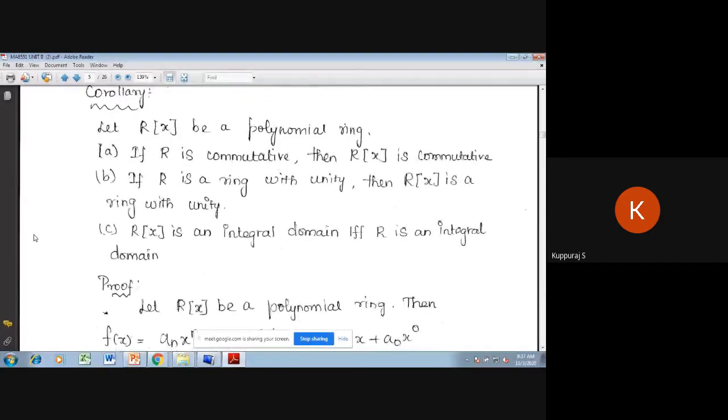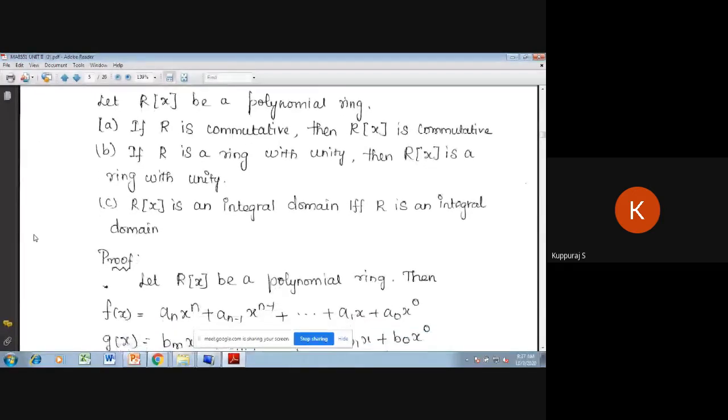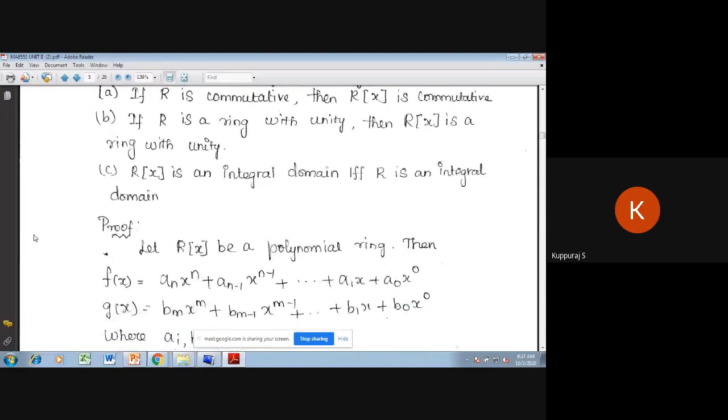In the statement, they have given R of x is a polynomial ring. Then we can assume the polynomials f of x and g of x. So f of x will be a n x to the power n plus a n minus 1 x to the power n minus 1 plus etcetera, a1 x plus a0 x power 0. The degree of f of x here is n. The leading coefficient is a n.